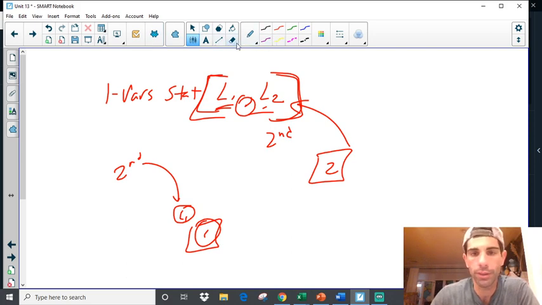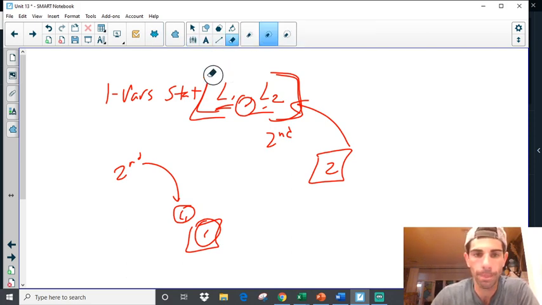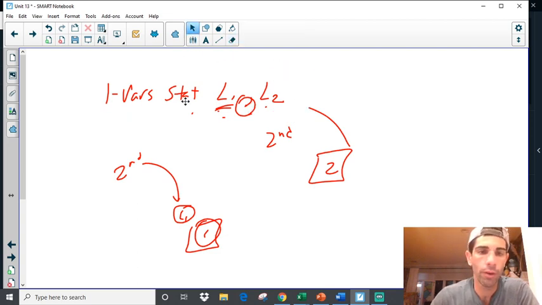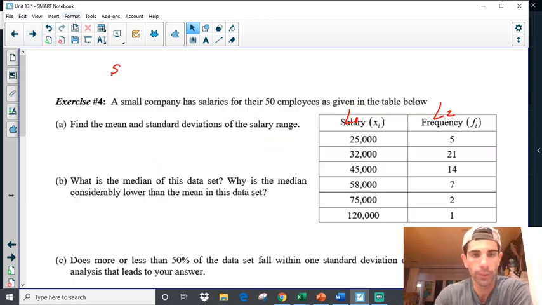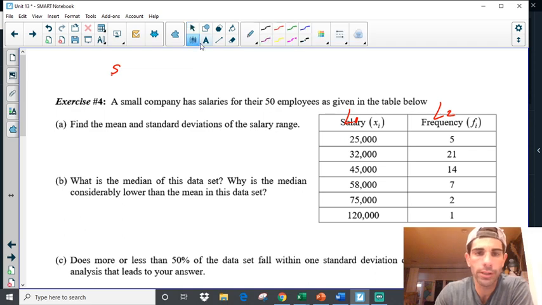Don't put the parentheses or brackets with your calculator. So it should just look like that: 1 Var Stats, second number 1, comma, second number 2. That's if you're old. If you're new, then it's there for you.